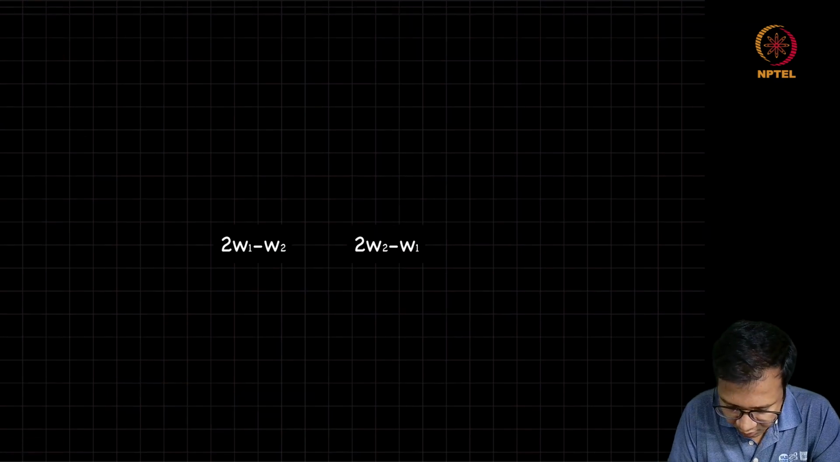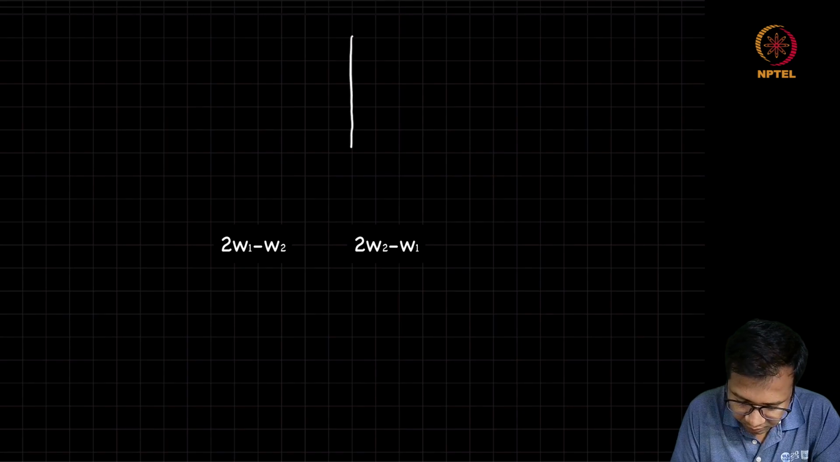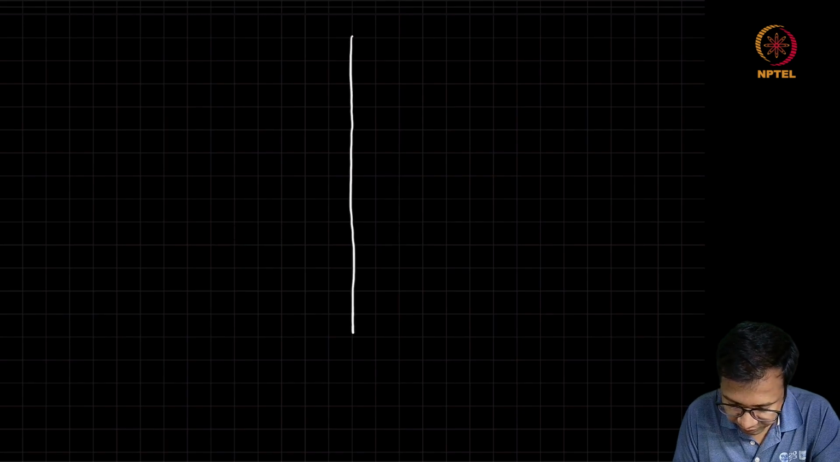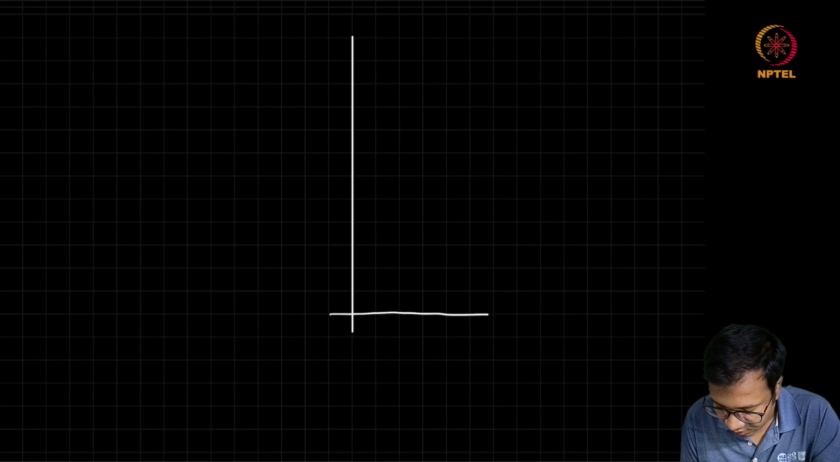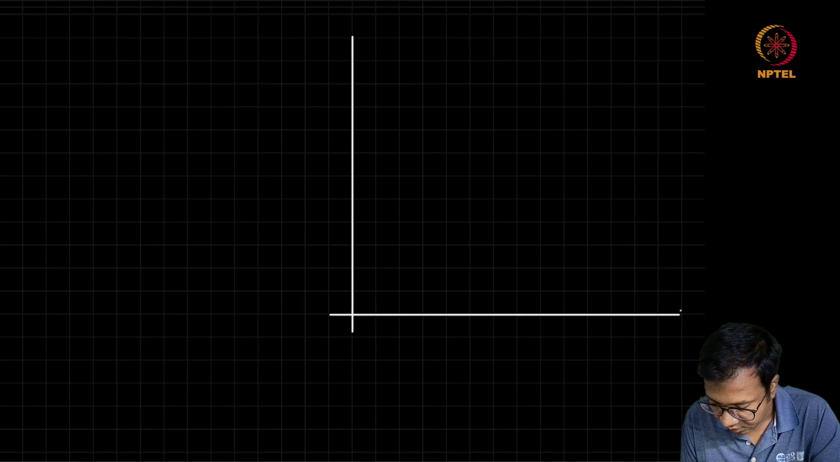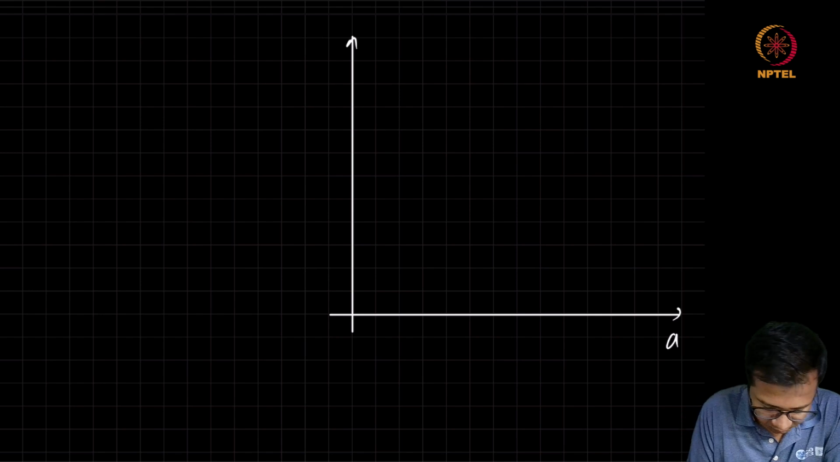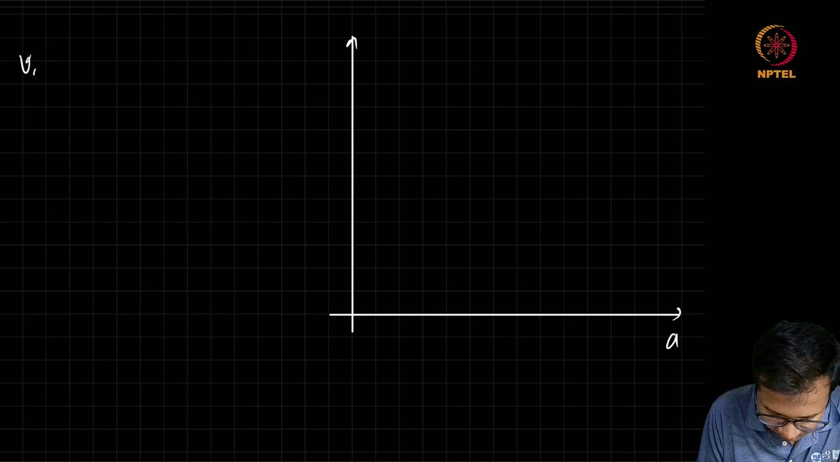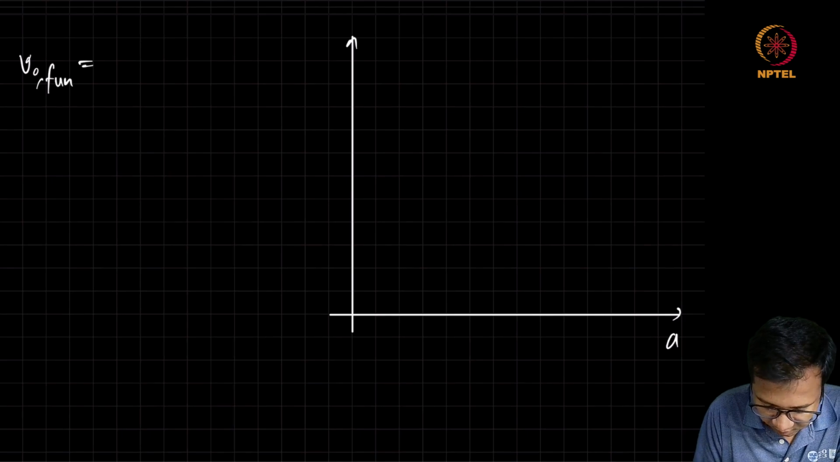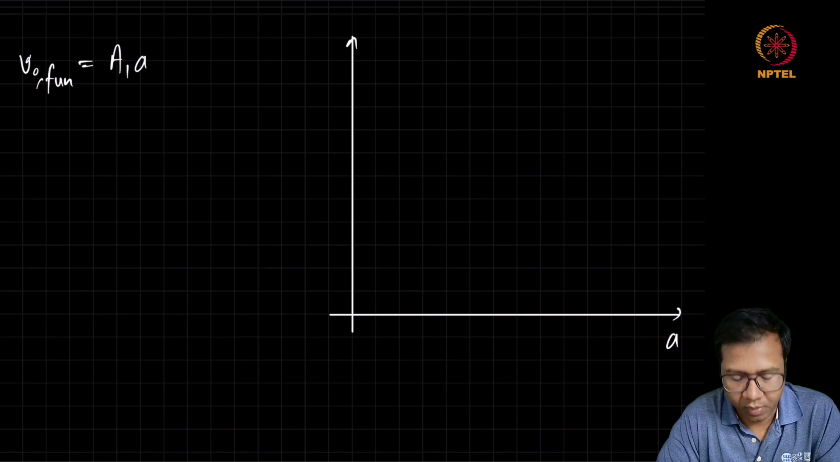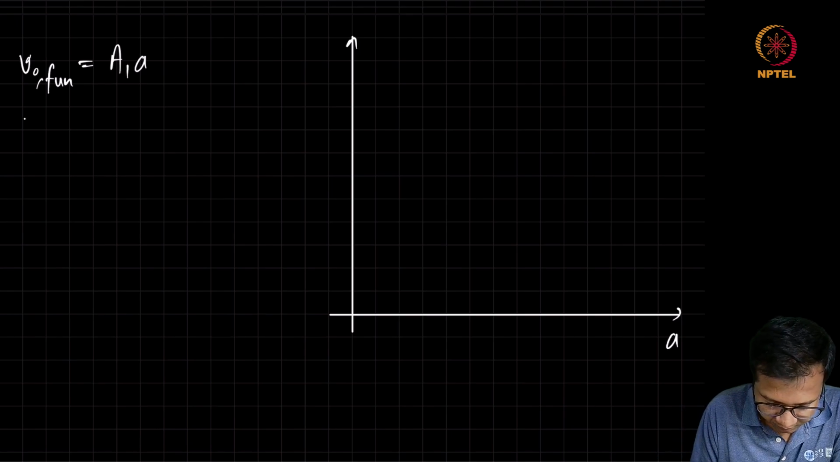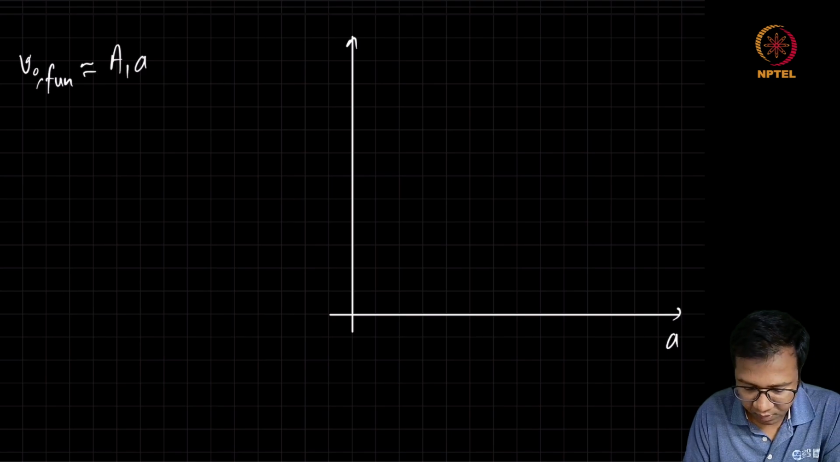So let us try to plot the fundamental component strength and the intermodulation component strength as a function of input amplitude. We know that the fundamental component is equal to A1 A, at least at lower power. So let me say it is almost equal to A1 A.